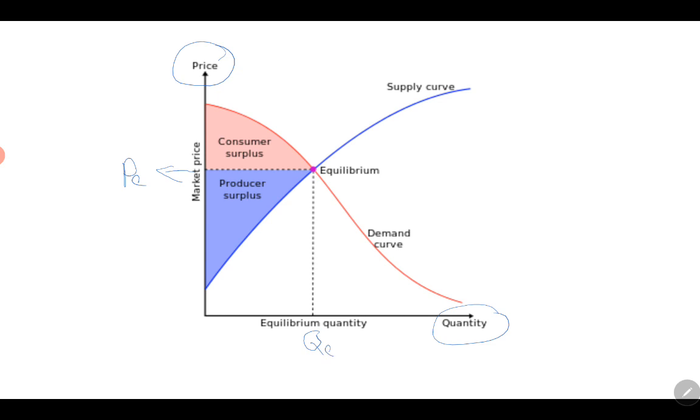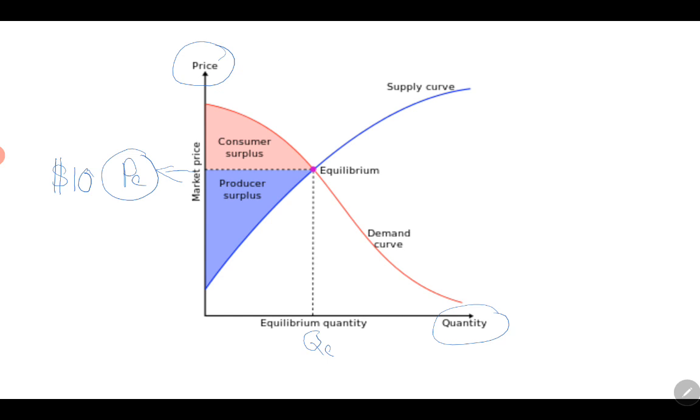Okay, now to identify the consumer surplus area and the producer surplus area, you have to look at it carefully. So PE will be the equilibrium price, or the market price, right? So just assume this is a market for a book. The market price for the book is $10.